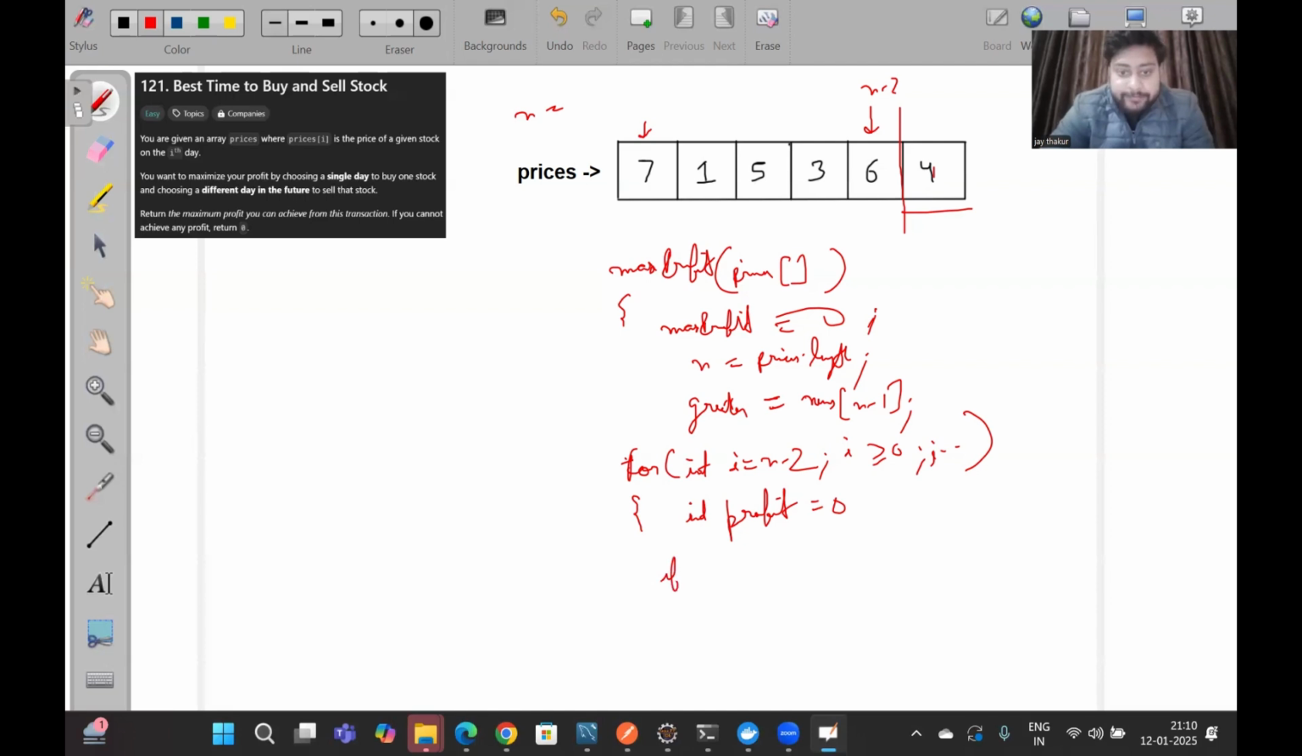Now we will check if the prices of i is greater than the greater element. Now in that case what we have to do? If the prices of i, that is this 6, is greater than the greater element, at this time the greater element is 4. So what we will do? We will simply replace this greater with this prices of i. So we will simply do greater equal to prices of i.